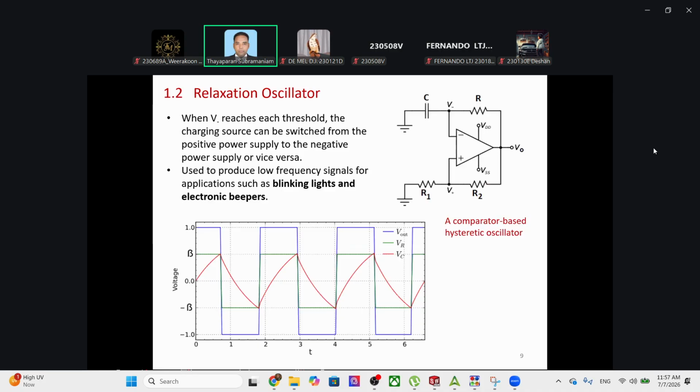Similarly, the relaxation oscillator, I think I have already discussed this. Blinking lights and electronic beepers. Blinking lights, but again, blinking lights is in hertz, right? Electronic beepers, that is also in the hertz audible range, right? Those things you can consider for this relaxation oscillator.